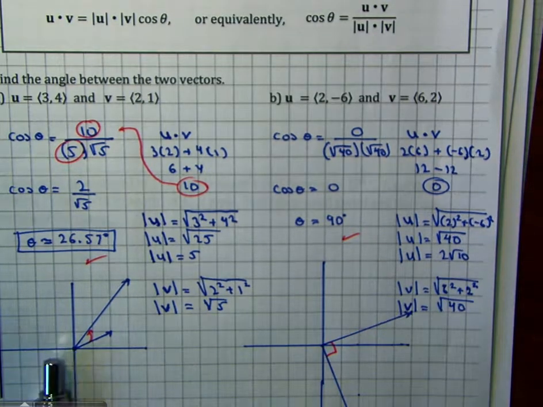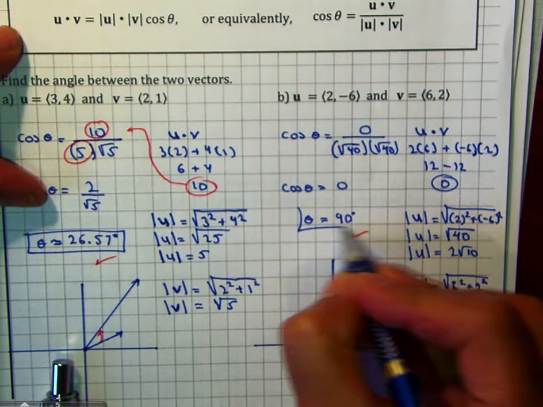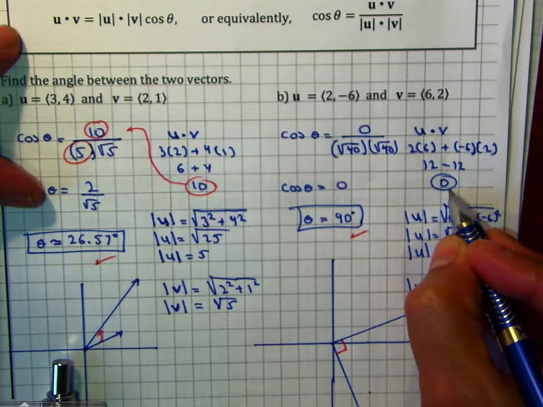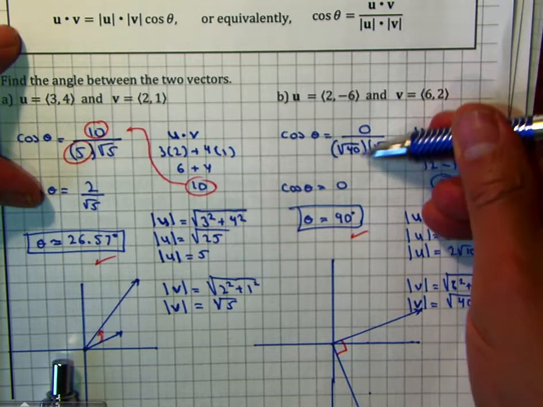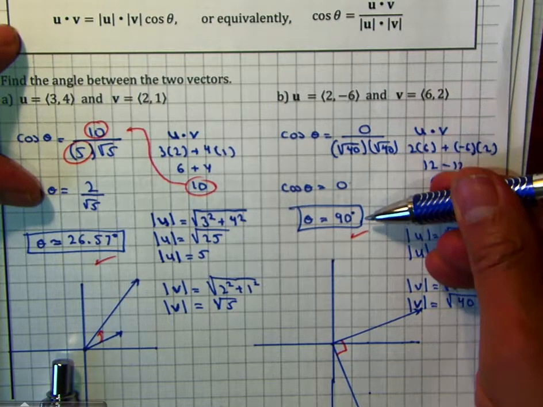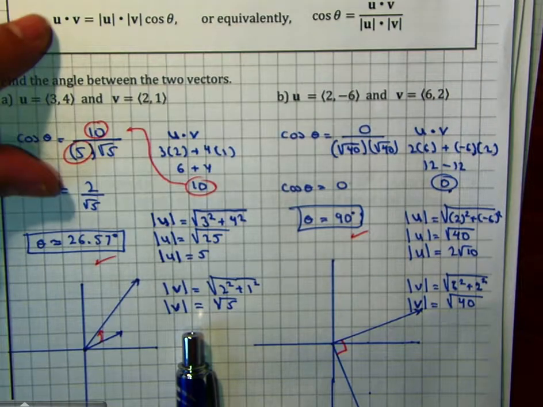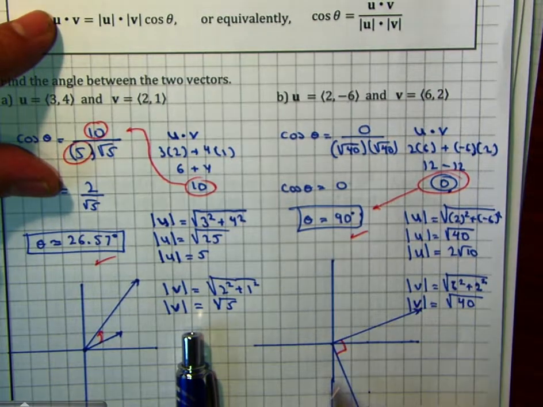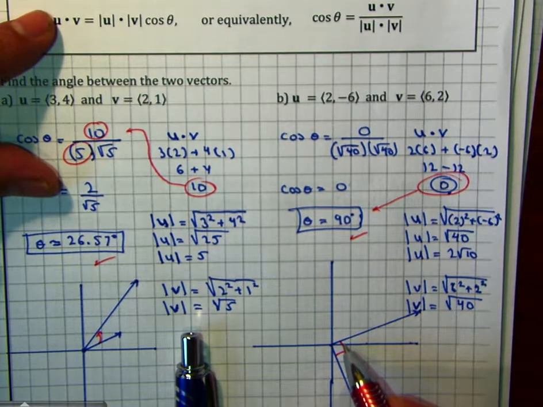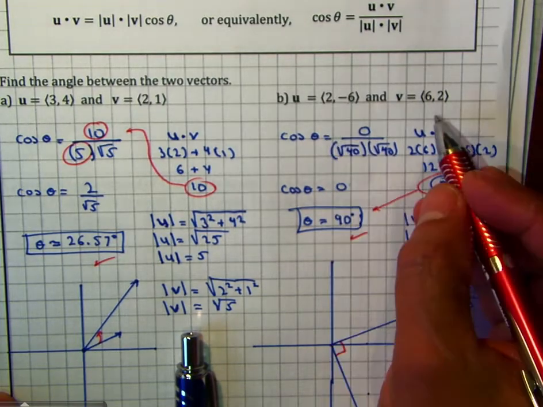Now, there's a theorem that tells you that if your dot product is 0, because there's 0 on the numerator, automatically, this will be 0, which is going to be 90 degrees. So every single time that your dot product is 0, then that means that the angle in between those two vectors is going to be 90 degrees, or we can say that those two vectors are orthogonal.